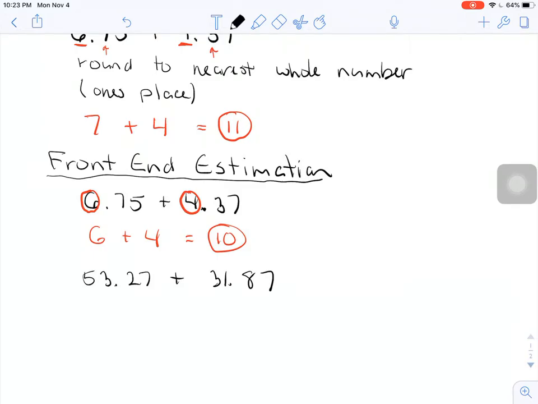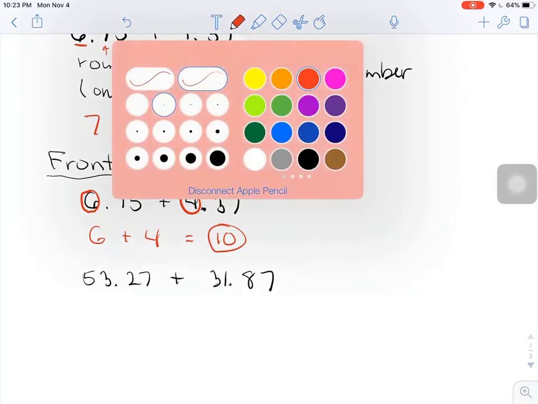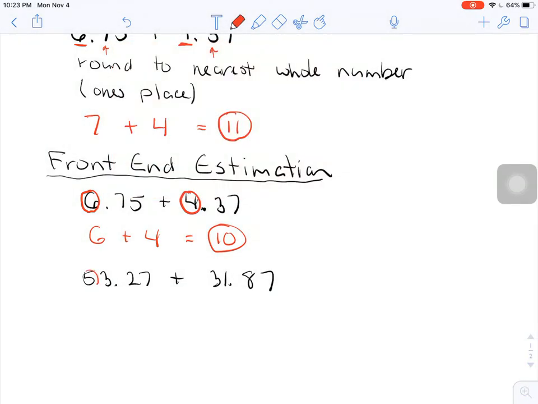So this is another problem. If you're going to use front-end estimation, then we would look at just this first digit. So in that case, with both of these, that's the tens digit that we're adding. So we have to remember that that's the tens digit. When we're writing the number back out, we might need to add some zeros between that number and where the decimal point belongs.